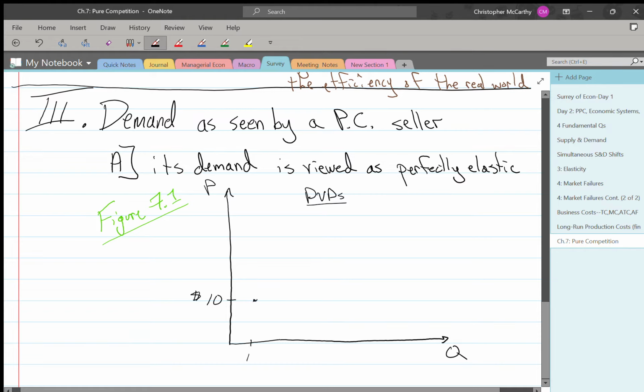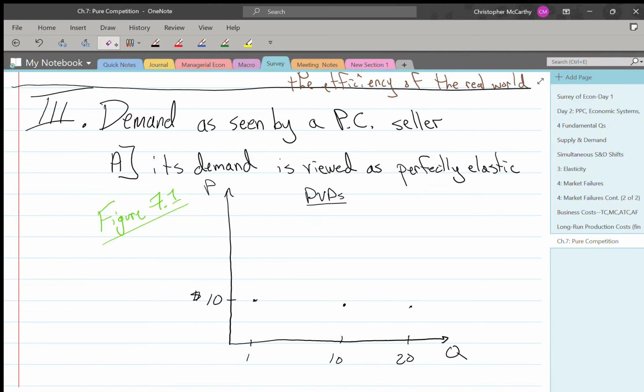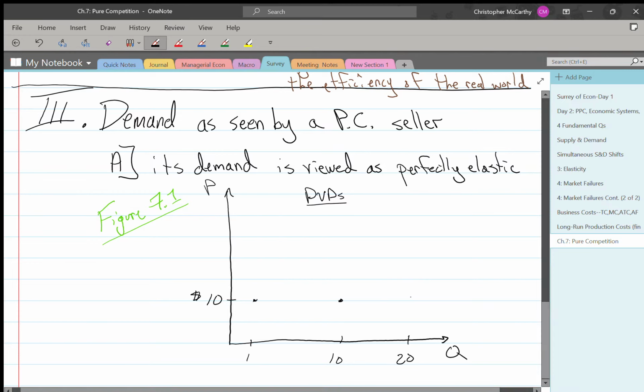How much are you going to get if you sell 10 DVDs? You're going to get 10 times $10, right? So instead of having a downward-sloping demand curve, essentially it doesn't matter how many DVDs you sell, they should all be on the line. It doesn't matter how many you sell. Your marginal revenue is still going to be the same.